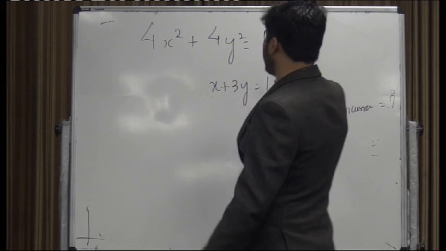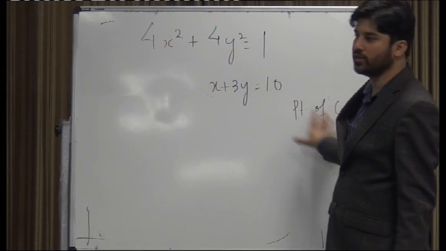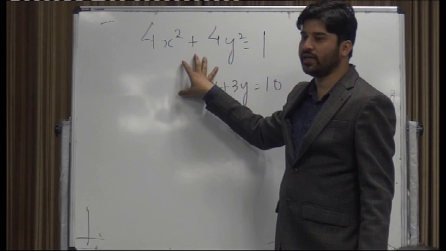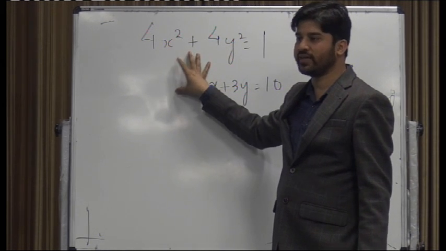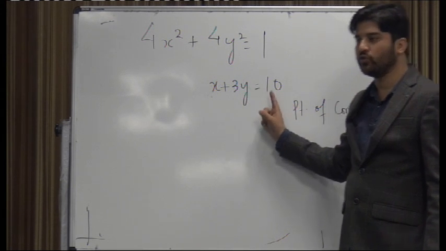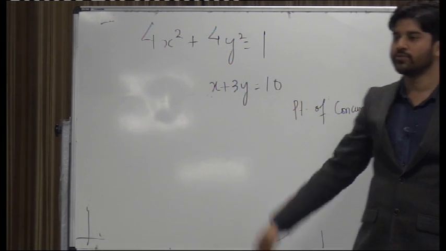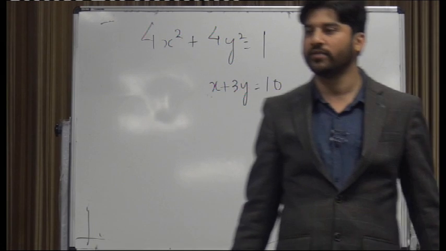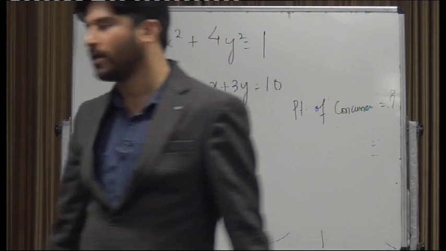So simply h comma k would be the point of concurrency. So I can say 4hx plus 4ky is equal to 1, 4h upon 1 is equal to 4k upon 3 is equal to 1 by 10. So h becomes 1 by 40 and k becomes 3 by 40.